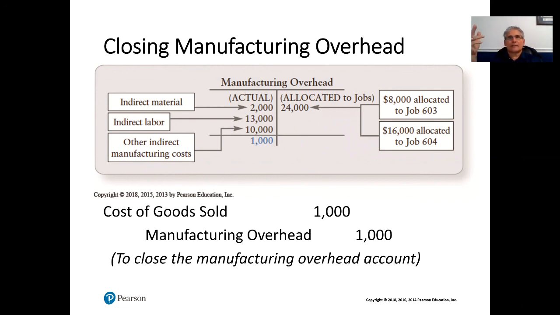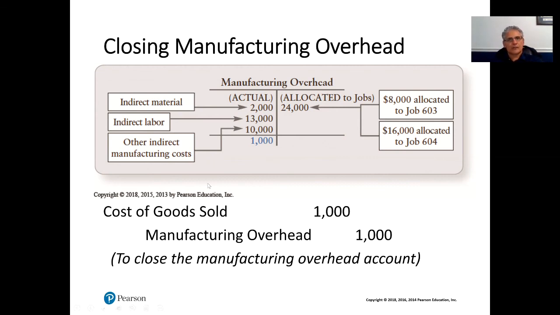If you think about that, that means that what we allocated to the jobs was not enough. We underallocated. If we underallocated, that means we've got $1,000, and we know it's underallocated because it's a debit. Debit is an expense, that's a cost. So we have to get rid of that $1,000. So what do we do with it? We've got various alternatives, but the simplest way is to take that $1,000 and charge it to the cost of goods sold.